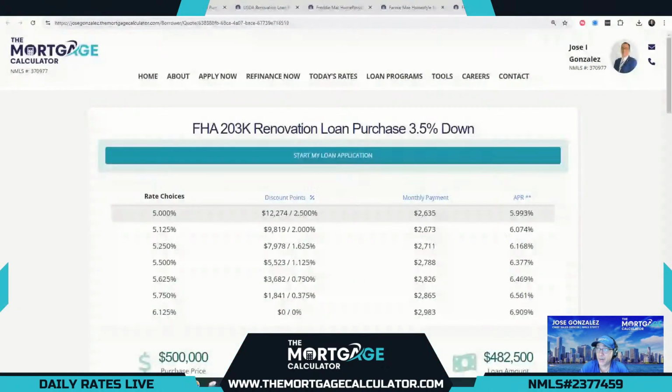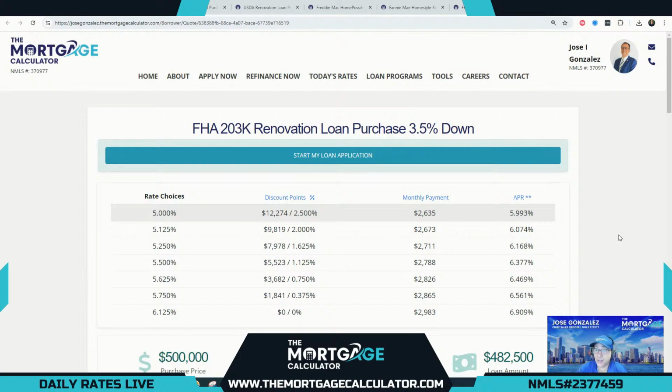We have some great low down payment options for renovation loan purchases. First option we have here, which is one of the most common renovation loans out there, probably the most widely known as far as borrower awareness, is the FHA 203K renovation loan purchase with only 3.5% down payment.